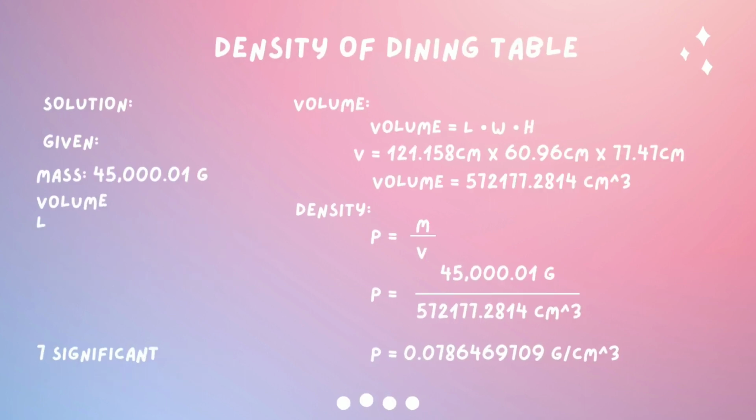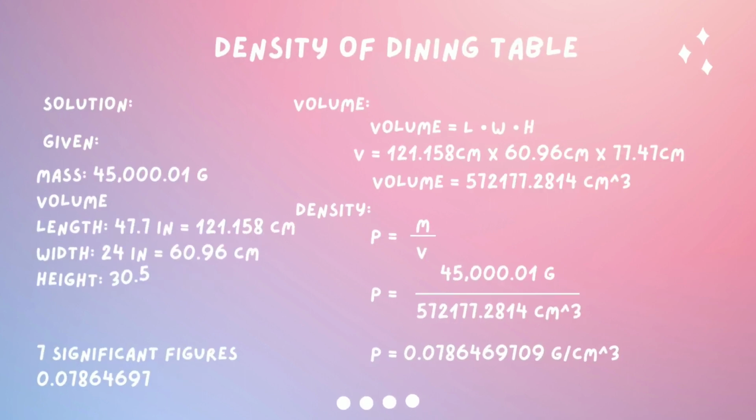And lastly, for the density of our dining table, we have the given mass 45,000.01 grams, and the volume is 572177.2814 cubic centimeters. So the density that we have calculated is 0.0764699709 grams per cubic centimeter. In total, we have 7 significant figures as we also follow the rules for the significant figures of division.